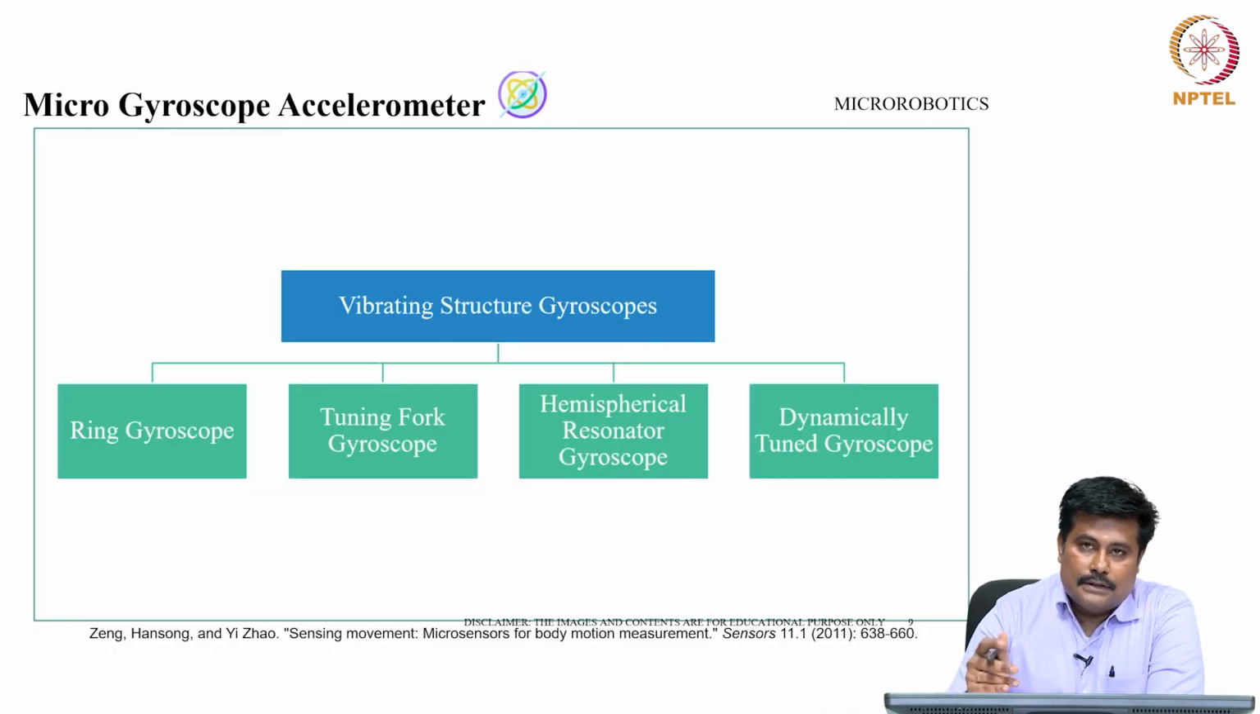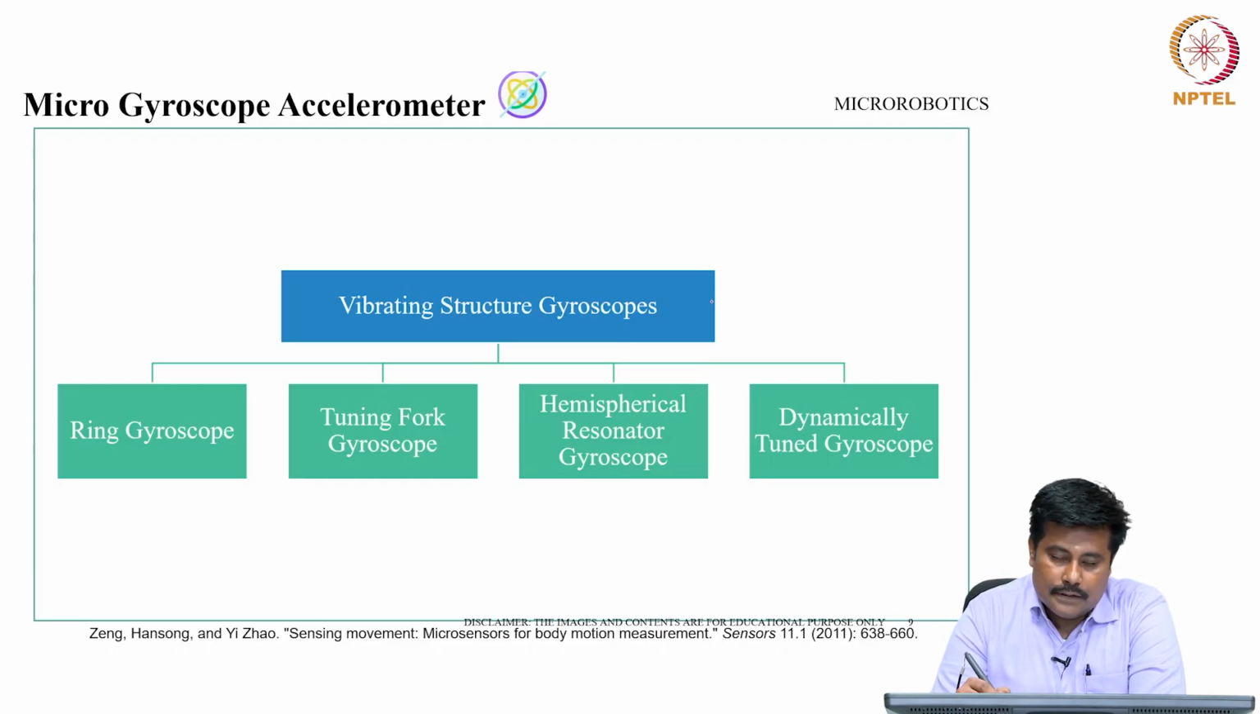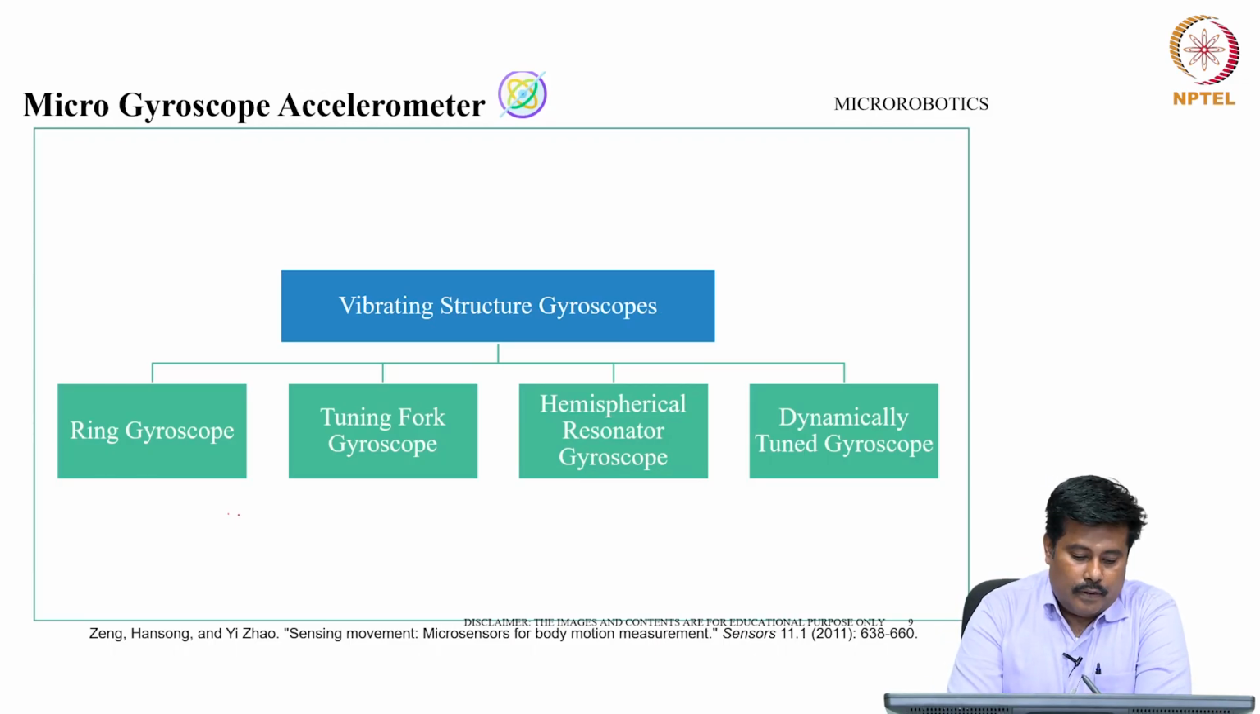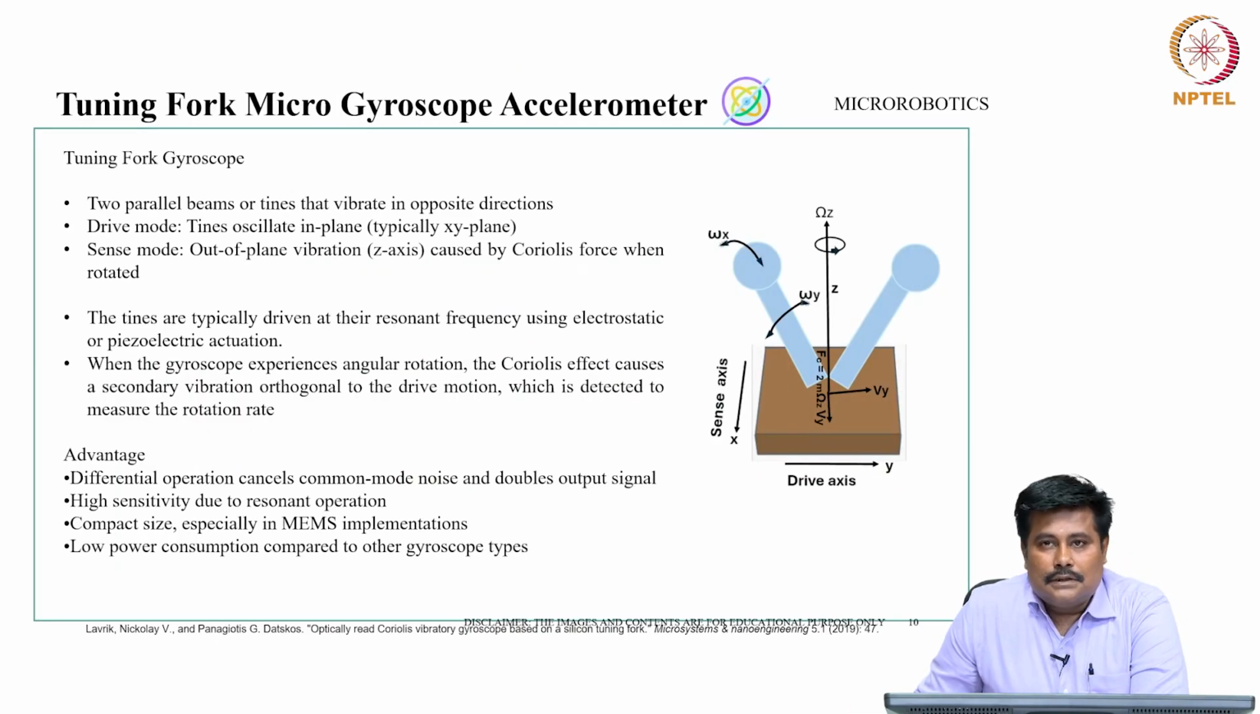Now, as far as vibrating structure gyroscopes are concerned, they are classified based on functionality as ring gyroscope, tuning fork gyroscope, hemispherical resonator gyroscope, and dynamically tuned gyroscope. Let us go into detail. Let us first discuss the tuning fork micro gyroscope accelerometer.